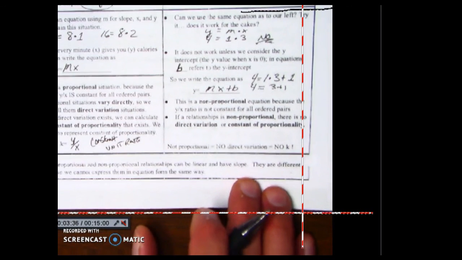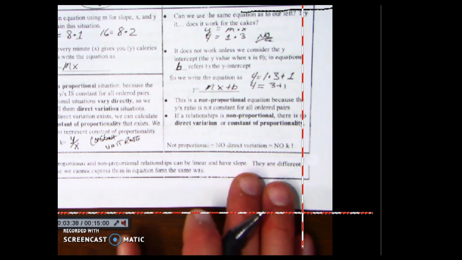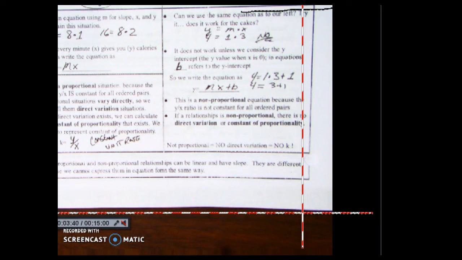Now, finally, we come down to this. Both proportional and non-proportional relationships can be linear and have slope. They are different because we cannot express them in equation form the same way.